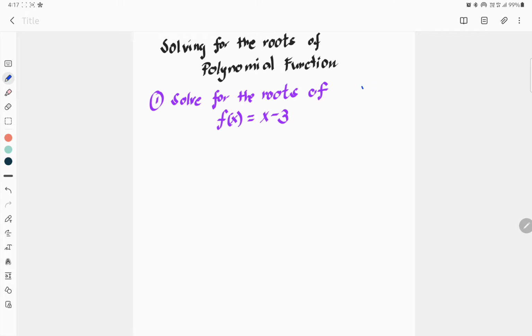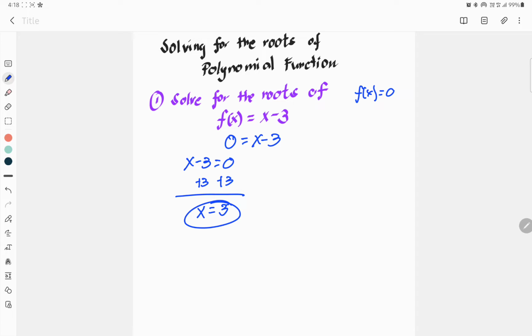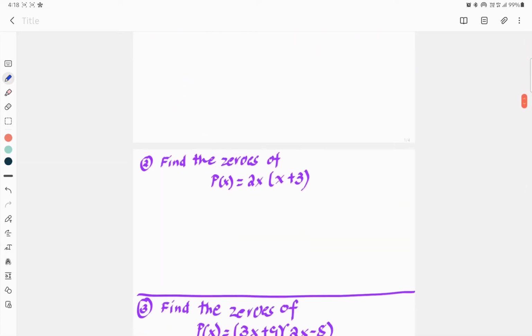So makes sense that f of x be equal to 0, so therefore we have now 0 is equal to x minus 3. Now it is just the same with x minus 3 is equal to 0, and then solving that using addition property of equality. So we got now x is equal to 3. Therefore, the root is now 3. So that's quite easy when it comes to the linear. Now let's go in some cases like this one.